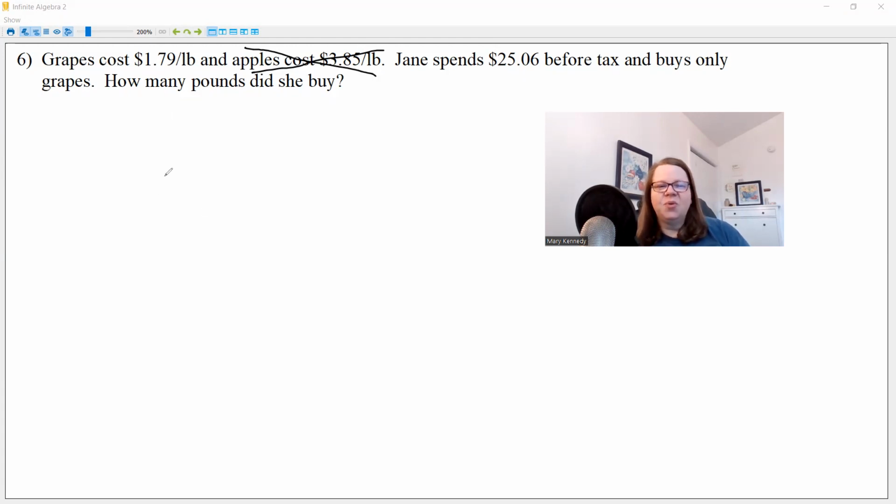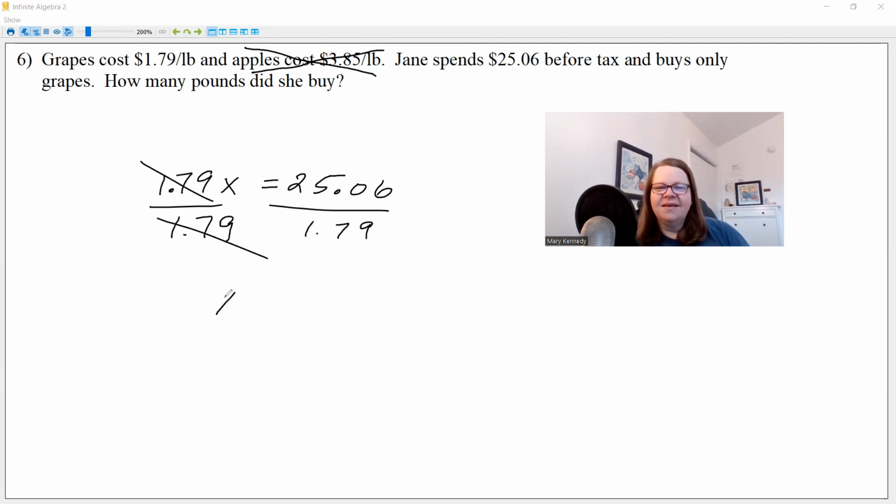The $1.79 per pound, per almost always means times. And we're going to put times X because we're going to figure that out, right? If you wanted to use the letter P for pounds, whatever you want to do. So she spends $1.79 for every single pound, and then her total is $25.06. So that's it. You're just going to divide both sides by $1.79 and get what you get, right? And that value will tell you how many pounds that she bought.